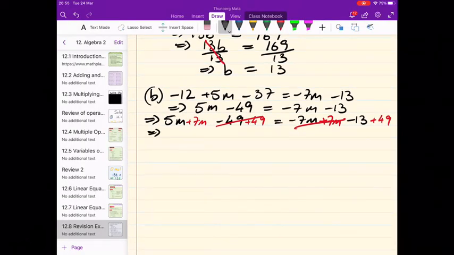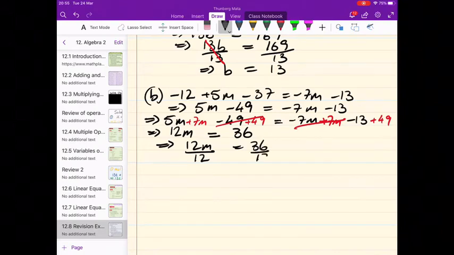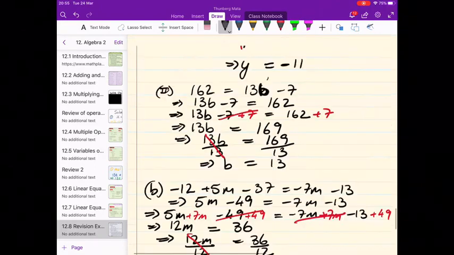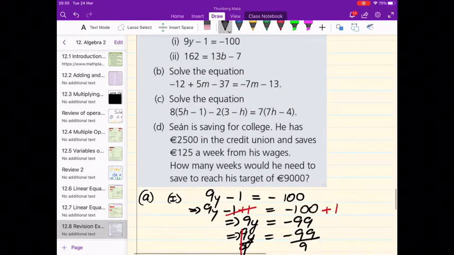So that's back again. So next up I'll then have to add these two together. I have 5m's plus 7m's is 12m's, and that's equal to 49 minus 13, so that'll leave me with 36. So now I have 12 m's divided by 12 is equal to 36 divided by 12. 12 divided by 12 will leave me with m is equal to 36 divided by 12, which is 3.